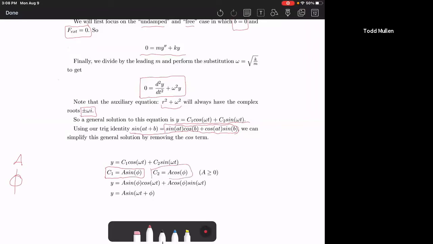But if we perform these two substitutions, then we can make y look like the form that we want, a sine phi times cos omega t plus a cos phi sine omega t. It's now in the proper form to use this trig identity. So we can simplify it simply as y equals a sine omega t plus phi. And this is the equation we're going to work with moving forward.